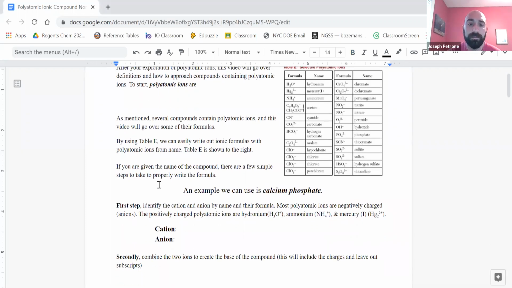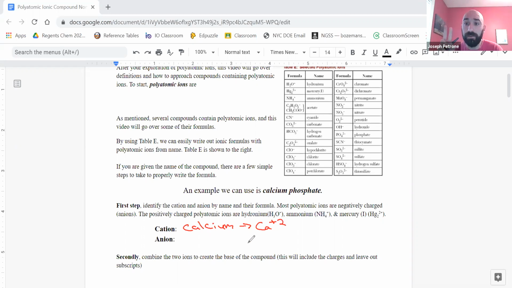So the first step we're going to take is to identify the cation and anion by their name and their formula, and this is going to include their charge. So in typical ionic naming structure, this is an ionic compound, so it's going to follow the same protocols that we learned when we focused on just regular metals and nonmetals. The first word here is the cation, the positively charged ion. So the cation is going to be calcium, and the formula for this is just going to be Ca2+.